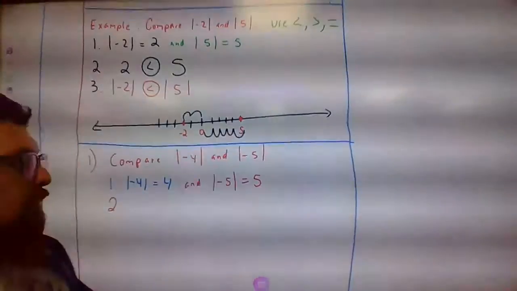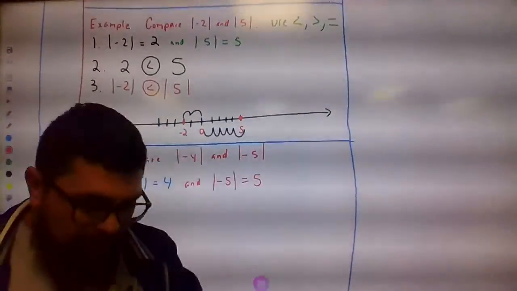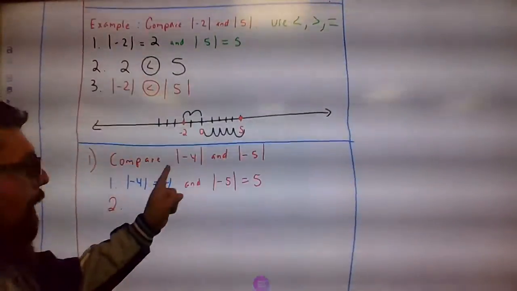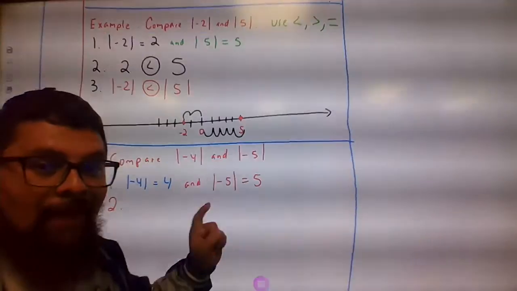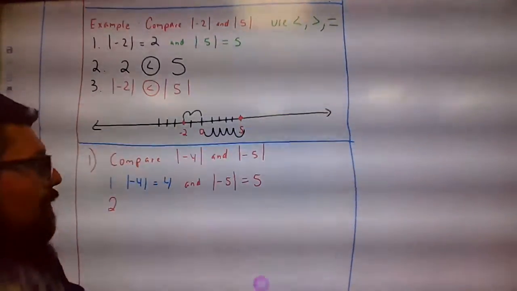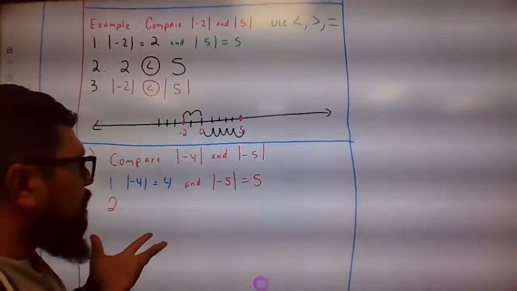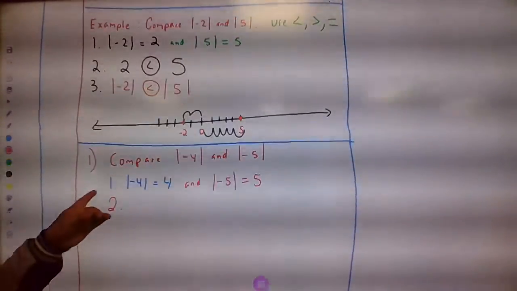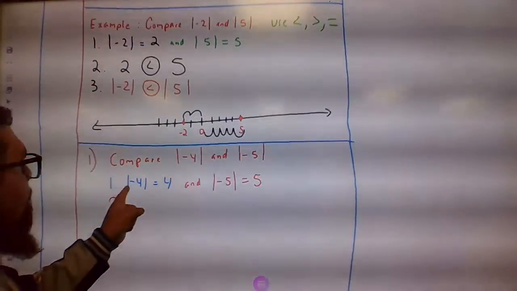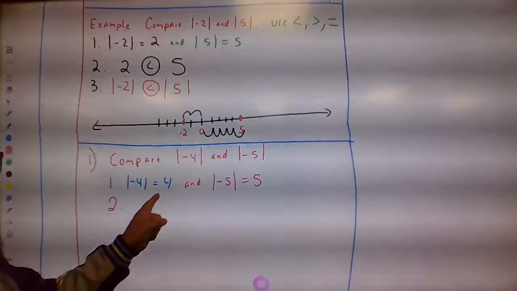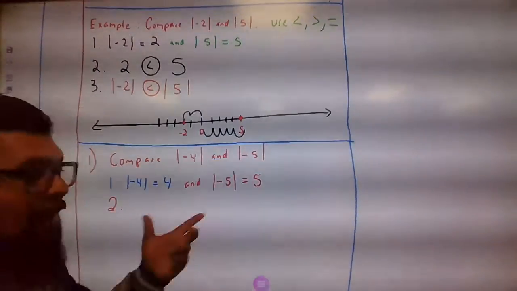All right. So let's go ahead and do the first one. It's right here on the slide below. So compare the absolute value of -4 and the absolute value of -5. Compare them. You have to use less than, greater than, or equal to. So let's see. Step 1, we got to actually turn them into regular numbers. So the absolute value of -4 is 4. The absolute value of -5 is 5.